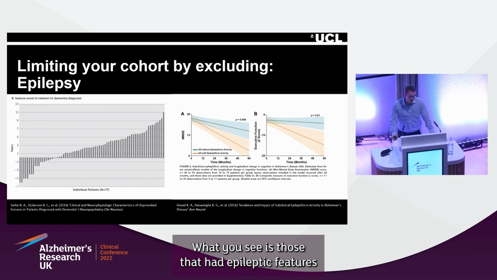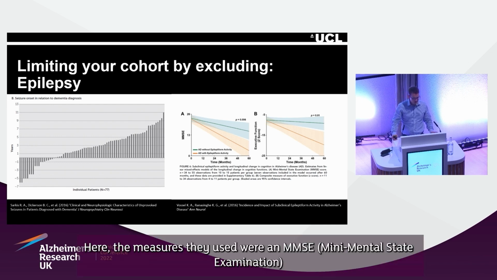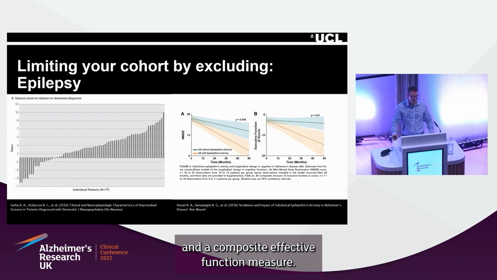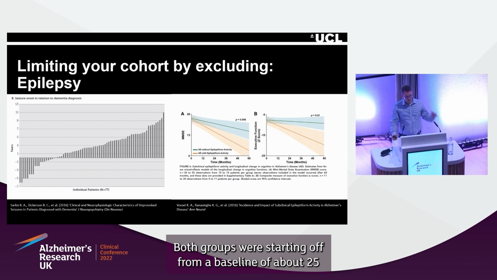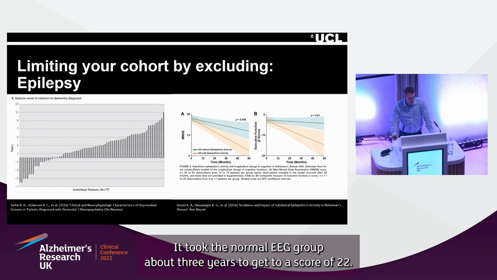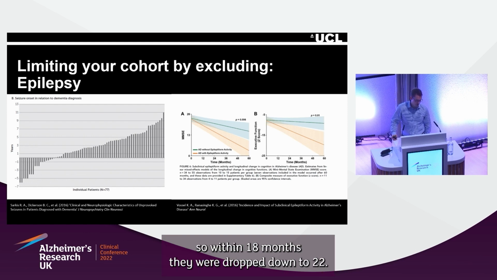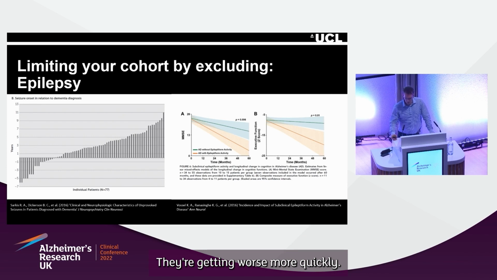And what you see is those that had epileptic features get worse significantly more quickly. Here, the measures they used were an MMSE and a composite executive function measure. So both groups were starting off from a baseline of about 25 on the mini-mental. It took the normal EEG group about 3 years to get to a score of 22. The other group got there in about half the time. So within 18 months, they had dropped down to a 22. So they're getting worse more quickly.